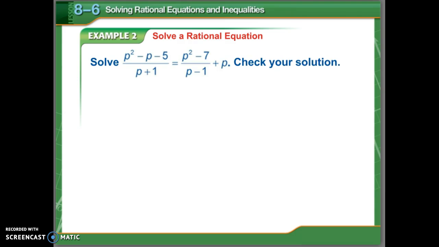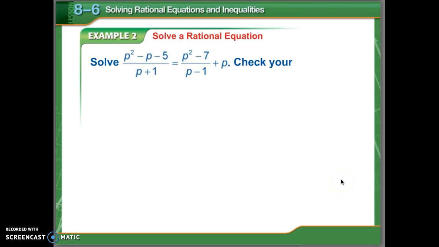All right, for example 2, we have another rational equation. It's a little bit more complicated because we have quadratic expressions, which we're going to need to factor before we can do anything. So let's see how we're going to attack this problem.